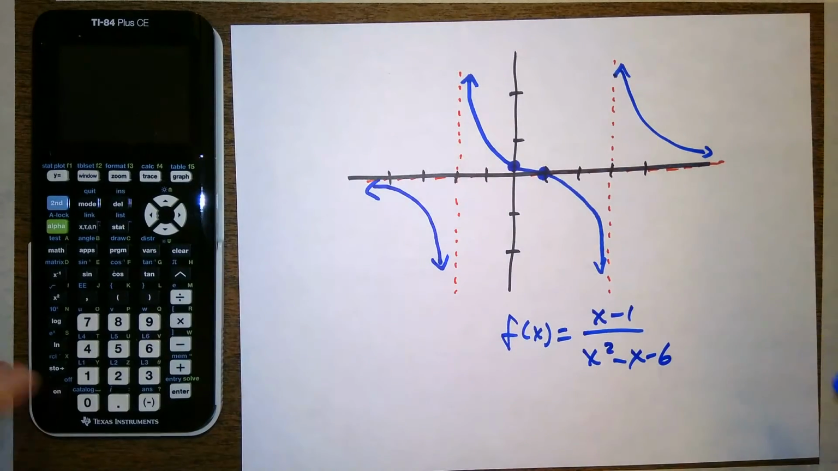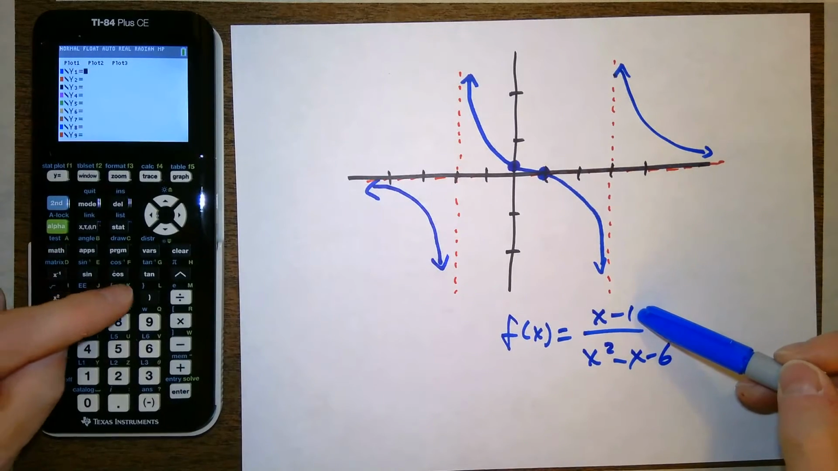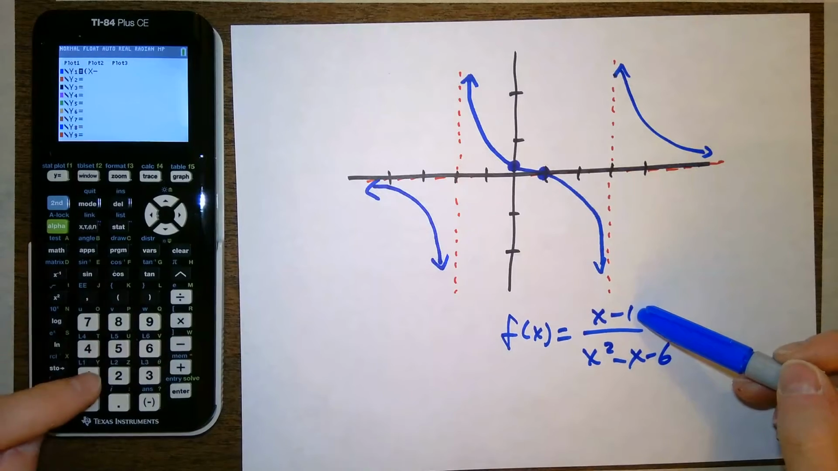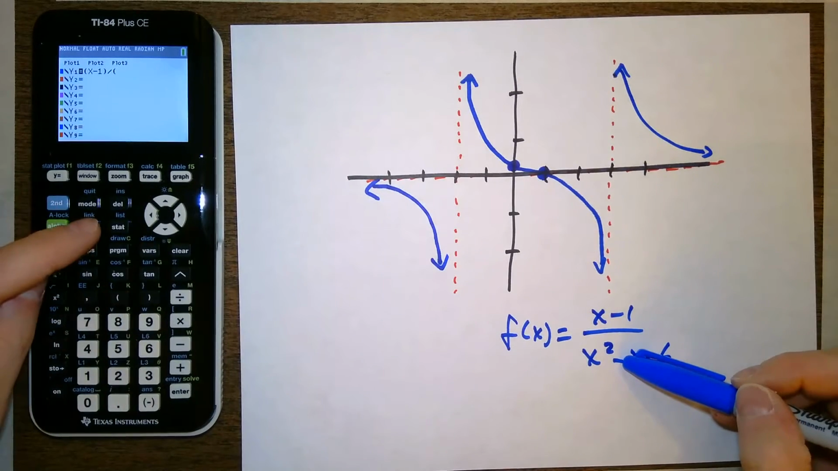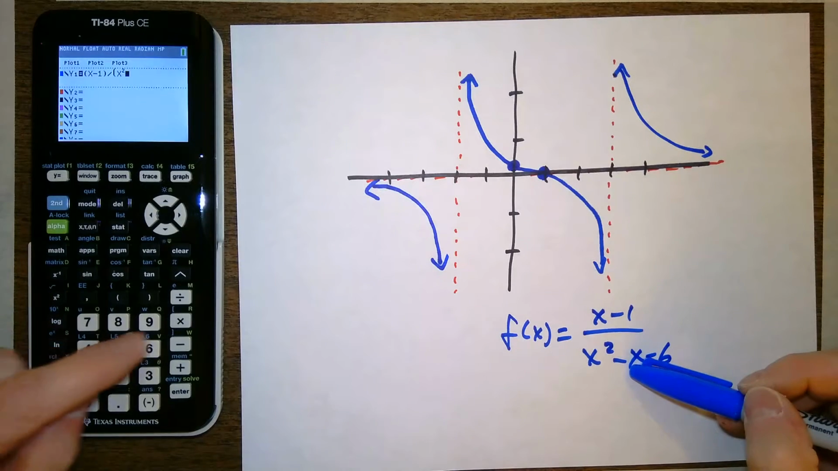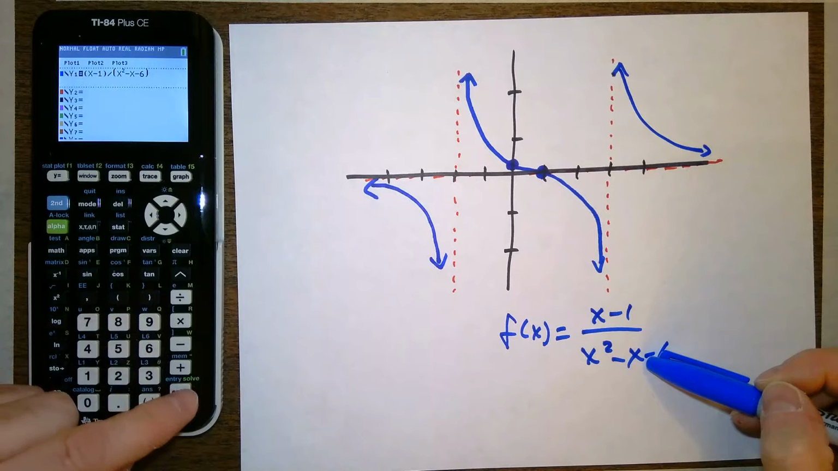Now let's throw it on the calculator and see how good we did with this sketch. So I'm opening my y equals, the numerator in parentheses, x minus 1, close parentheses, divided by, open parentheses, x squared minus x minus 6, close parentheses.